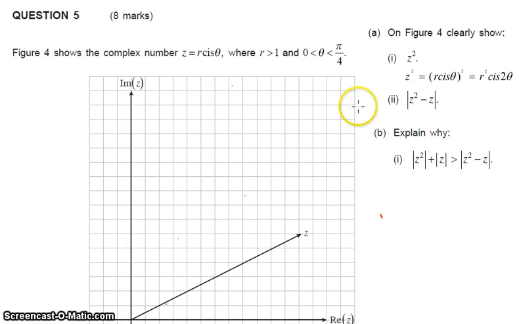Right, question 5. You are given the complex number z equals r cis theta, where r is greater than 1. You have to show the complex number z squared clearly on the Argand diagram. Now z squared, applying De Moivre's theorem, gives r squared cis 2 theta, where the modulus is r squared. Now you are given r is greater than 1, hence r squared has to be greater than r.